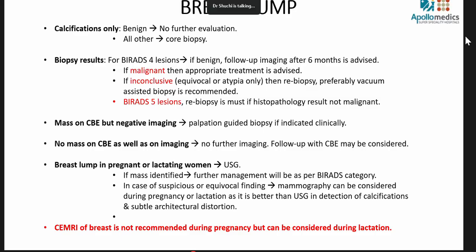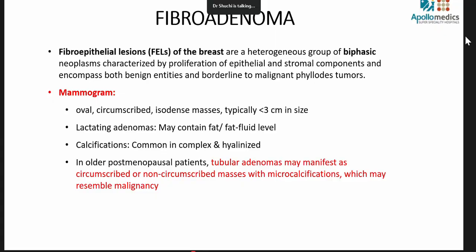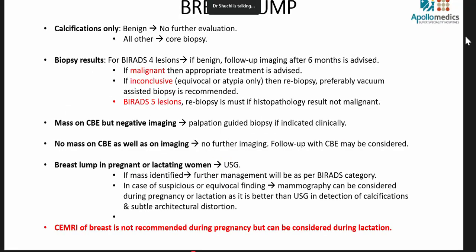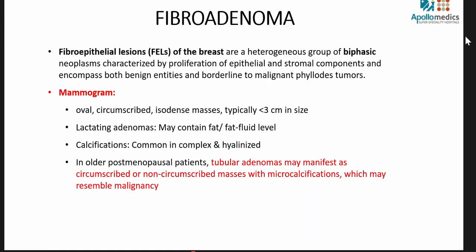If the female is pregnant or lactating, go for an ultrasound first. Mass identified, give BI-RADS. If suspicious or equivocal, mammography can be considered during pregnancy or lactation also. There are studies which say that there's no such high risk. You can go for a mammography if it is indicated on ultrasound, because obviously mammogram is much better at detecting calcifications and subtle architectural distortions. MRI of breast is not recommended during pregnancy or in a lactating female unless it's absolutely indicated.